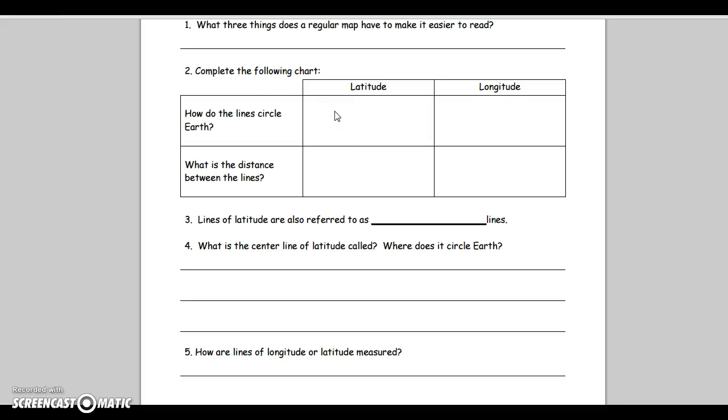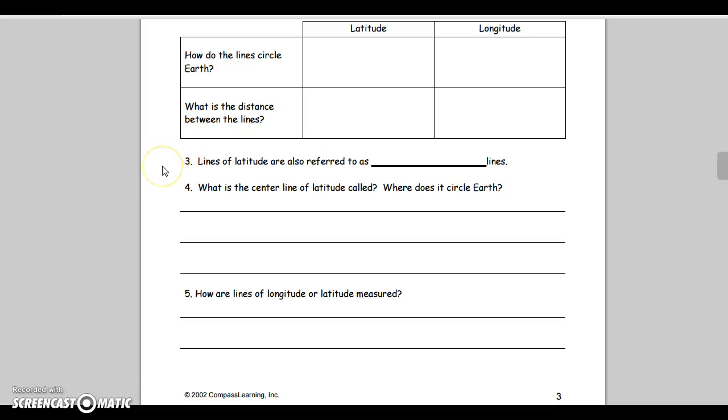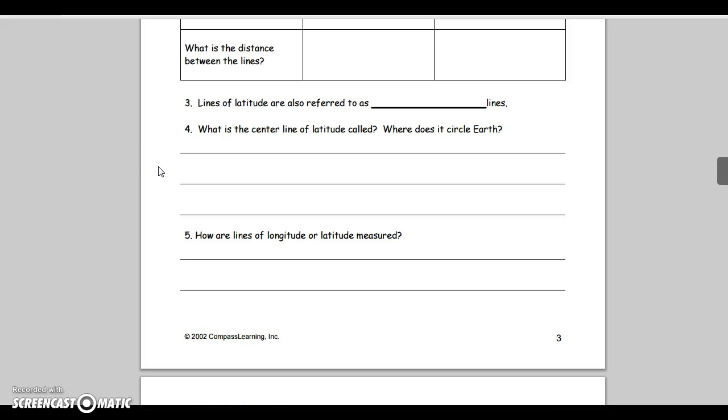Again, you're doing this in your notebook, so if it's not a chart, if you just answer the questions, that's fine. How do the lines circle the Earth? How do the latitude lines? How do longitude lines circle the Earth? What is the distance between the lines? Distance between latitude, distance between longitude. Lines of latitude are also referred to as, and you'll fill that in or answer that in your notebook. What is the center line of latitude called? Where does it circle Earth? And how are lines of longitude and latitude measured?